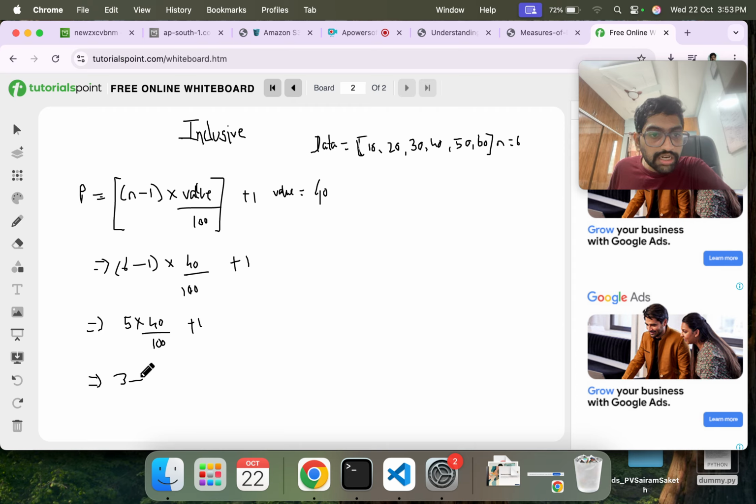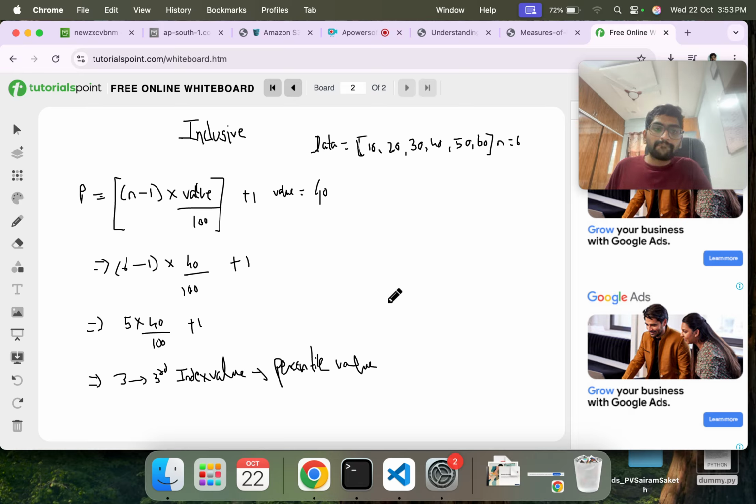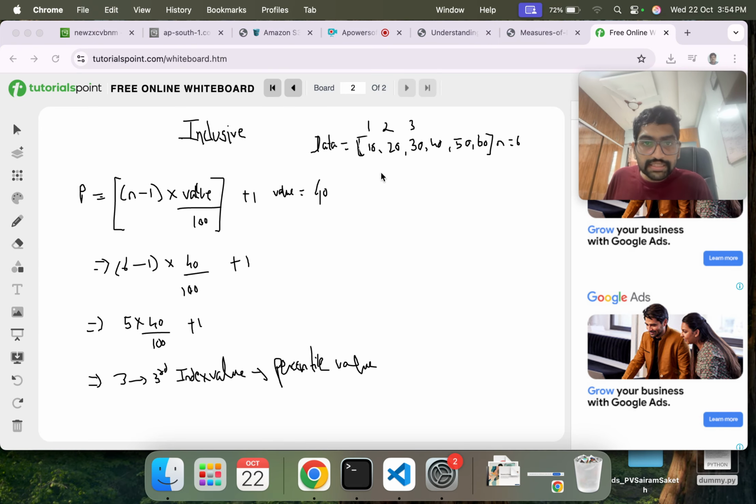Means the third index value will be your percentile value. Okay, so now let's say here you are having 6 values. If you count 1, 2, 3, this 3 that you got here is nothing but your percentile value. So this is how you got 30.